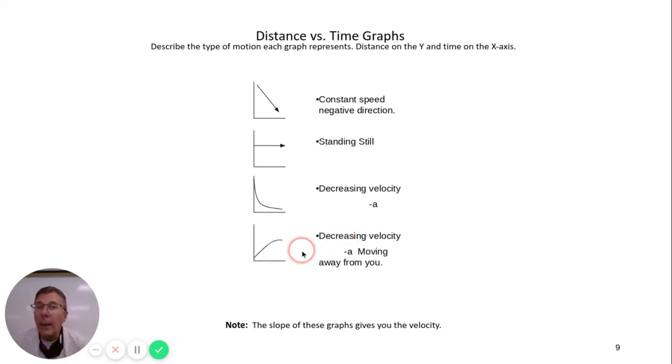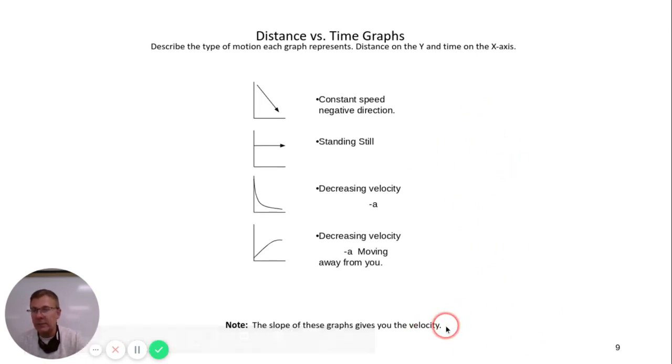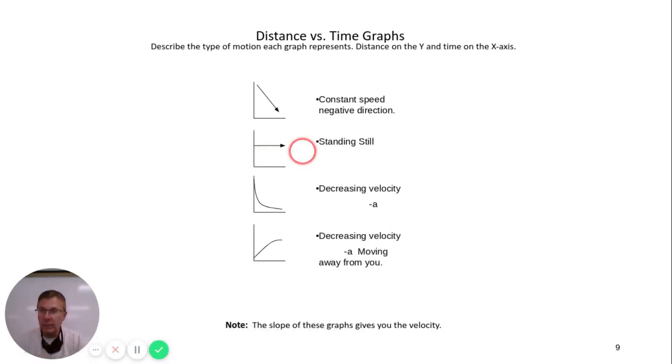Now, when you have a distance and a time graph, the slope of all these graphs gives you velocity. So if it's a horizontal line, what's the slope of a horizontal line? 0. It's not moving, staying still. This one here, if you did a rise over run, you would get a negative speed because it's going downward. It's coming towards you, but the slope of this line would be how fast it's moving.